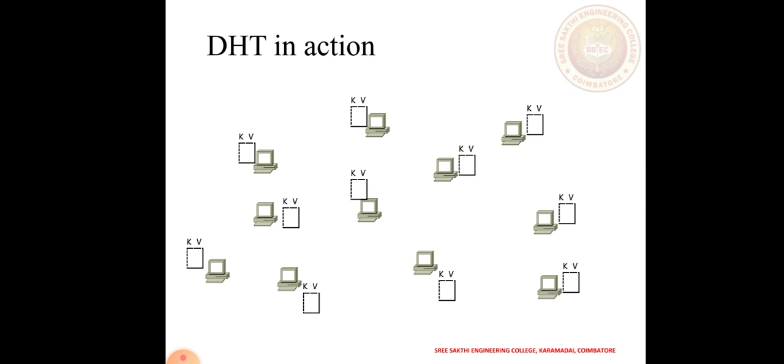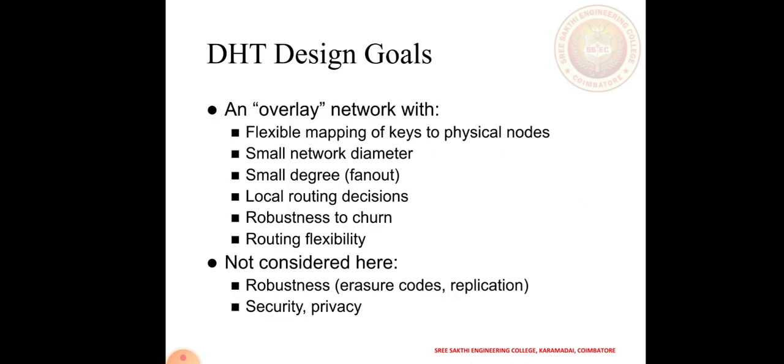How does my DHT work in action? Every DHT system has a KV. KV is nothing but key and value. By using that key and value, I can fetch the data. For example, in this particular diagram, I have 10 systems, and each individual system has its own key value. By using that key value, I can fetch the information. If a key value is repeated, then that key value is deleted, or else it is identified as a duplicate key value.